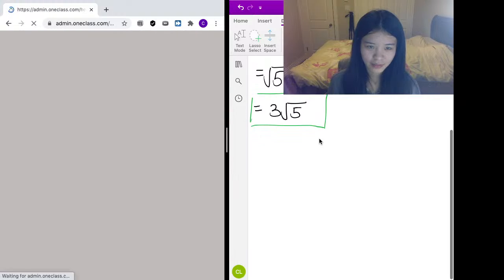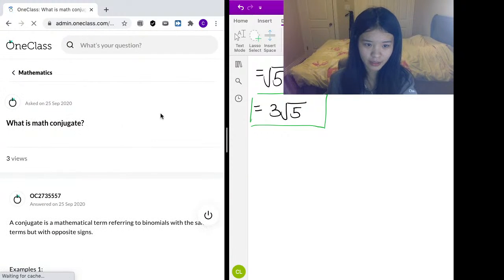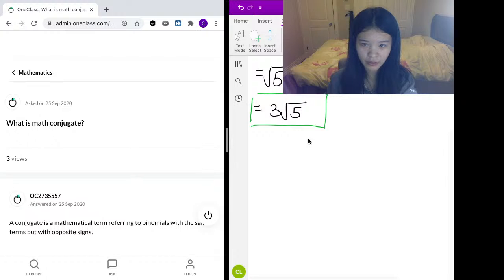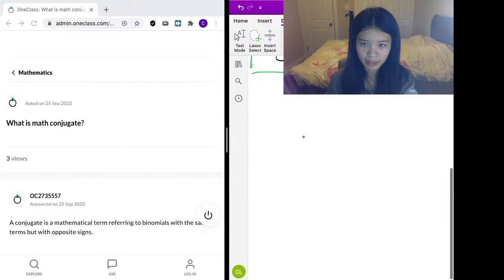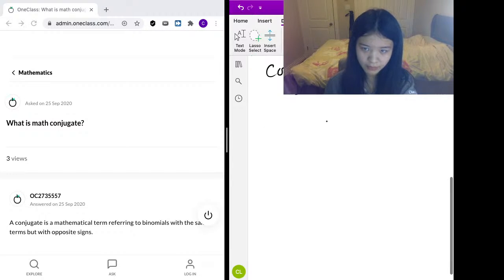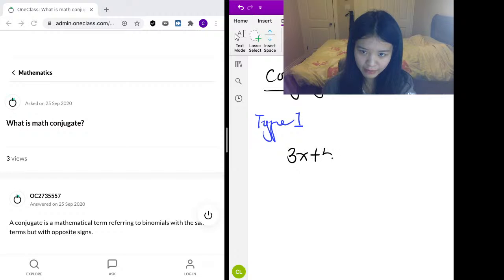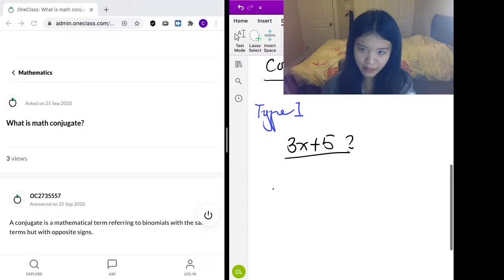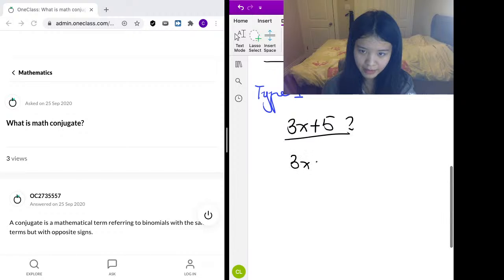Awesome. And now we're moving on to our last question. And this question is, what is a math conjugate? So I think the question should be better worded as, what's a conjugate for math? So the term conjugate. Let's look at two types of common examples. Type 1 is asking you, for example, what is a conjugate of 3x plus 5? It would be equal to 3x minus 5.